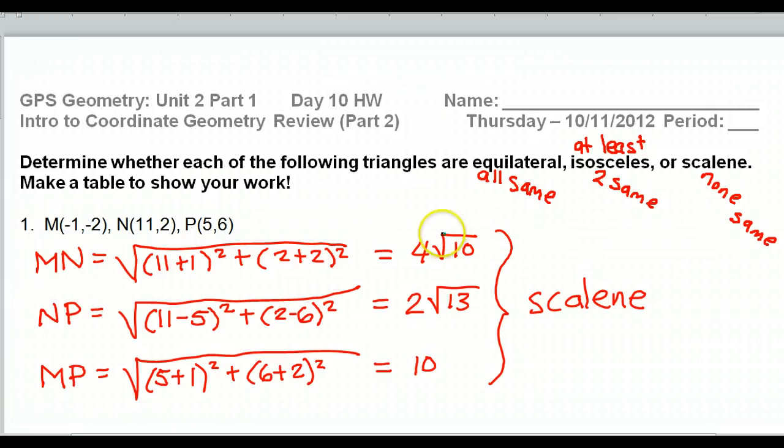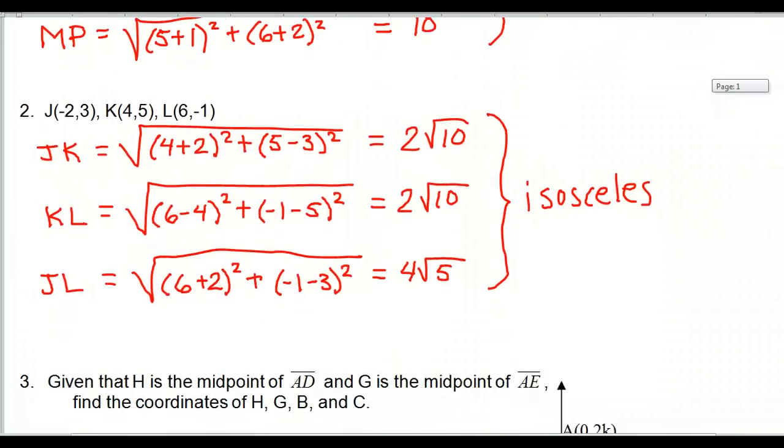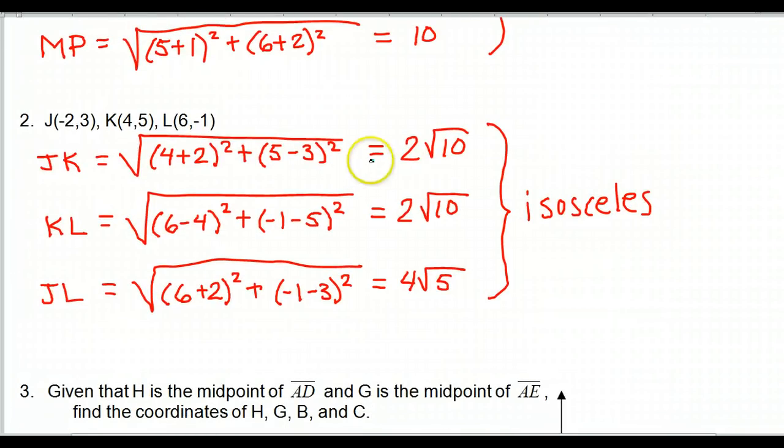Okay, so for problem number 1, of course you do the distance formula 3 times. All of the distances are different, so that's why that is scalene. Looking at number 2. 2 of the distances are the same, 2 radical 10, but the third one is different, so this is isosceles. If all 3 were the same, it would be equilateral.